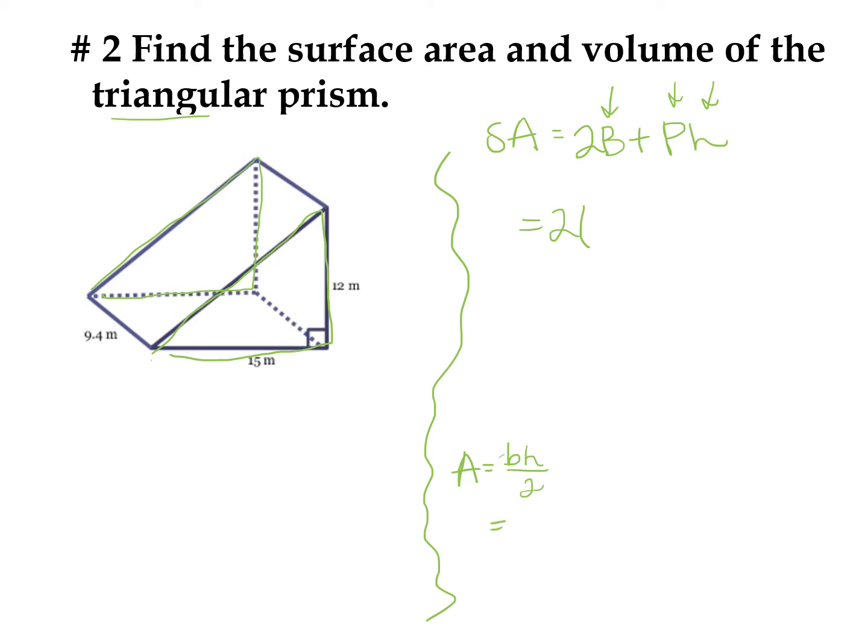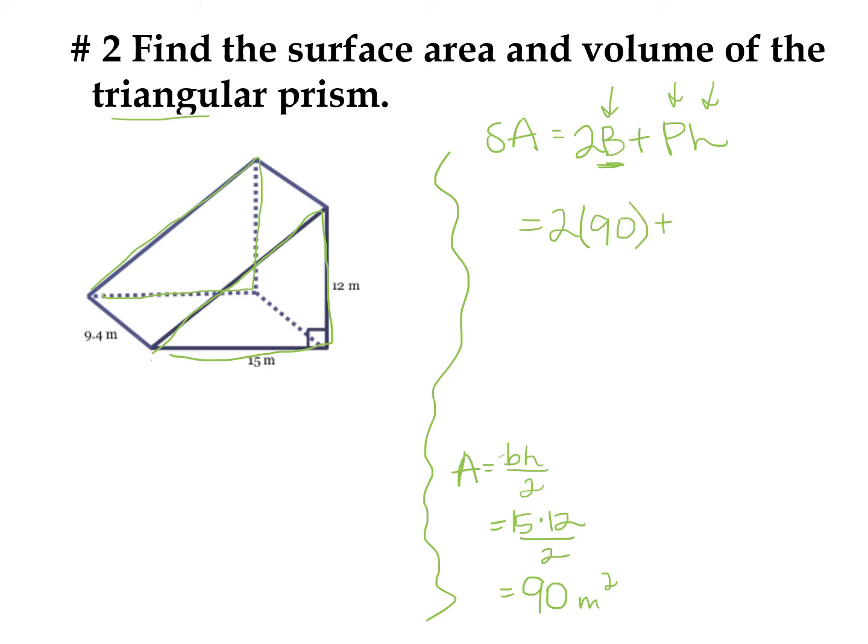Okay, so what's the base of that triangle? Well, it looks like the base of the triangle is 15 times the height of the triangle, which is 12, all over 2. So now when I type that into my calculator, 15 times 12 equals divided by 2, it looks like the area of that triangle is 90 meters squared. Okay, and again, we were doing this scratch work down here because we were trying to find what big B was, and big B stands for the area of a base. So I just found that the area of a base is actually going to be 90.